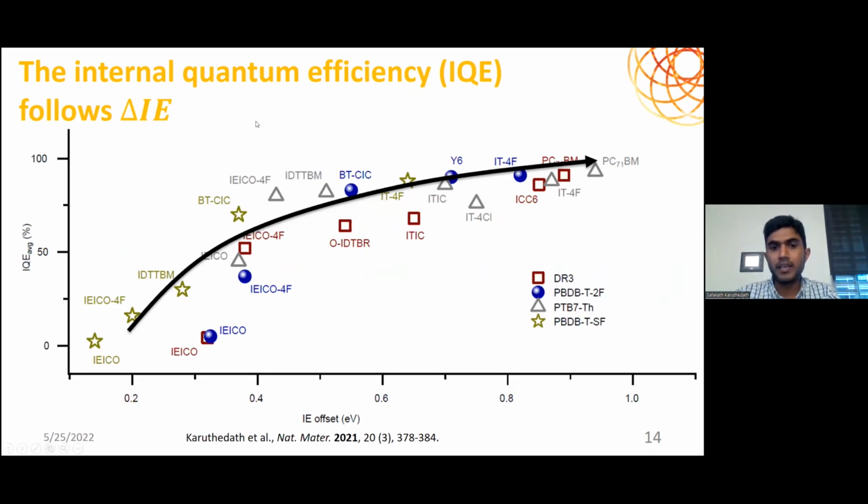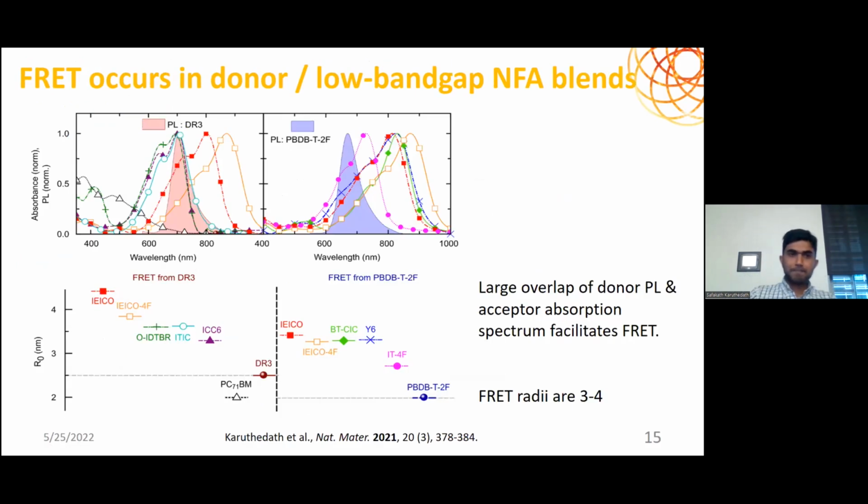So why is the IE offset more important than the electron affinity? What happens to the excitations generated in the donor? How do they produce charges in low band gap non-fullerene organic solar cells? The first answer is energy transfer. The emission of the donor is in the shaded region, here it is D18 and here it is PM6.